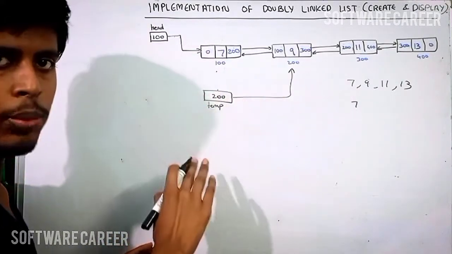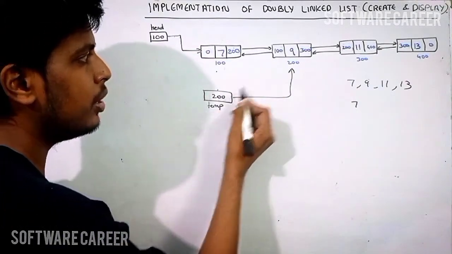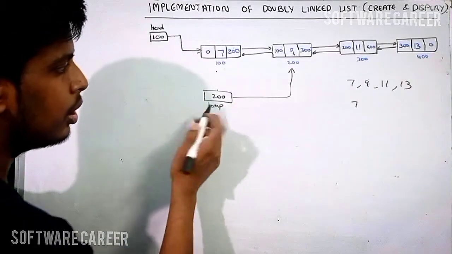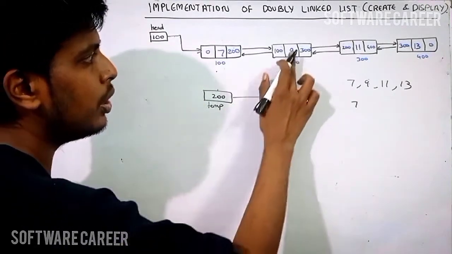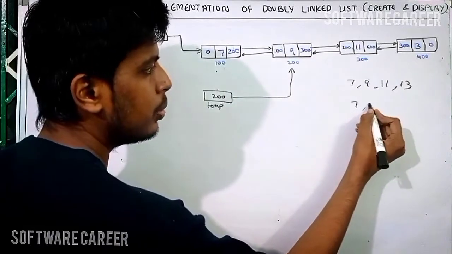Now, again you should go back and do the same step. You should print the data present in this address. Now temp is having address 200. 200 data is 9. So 9 gets printed.